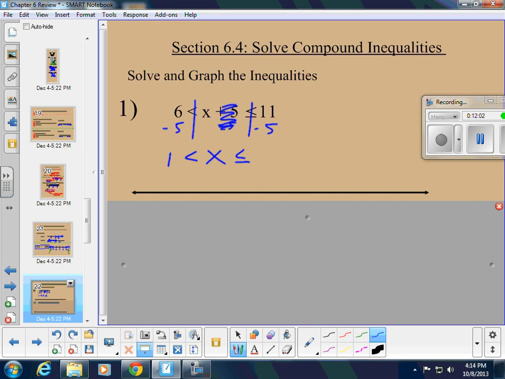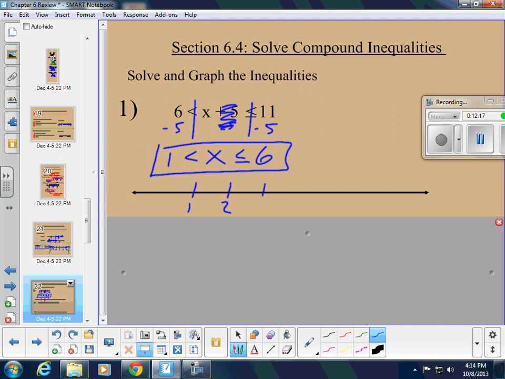6 minus 5 gives me 1. 11 minus 5 gives me 6. So there's me solving an AND inequality just by, again, making sure I subtract 5 to all sections of that inequality. If I'm going to graph it, again, here's 1, here's 2, here's 3. Usually you don't have to list all the numbers, but just to kind of show how this works, I will right now.